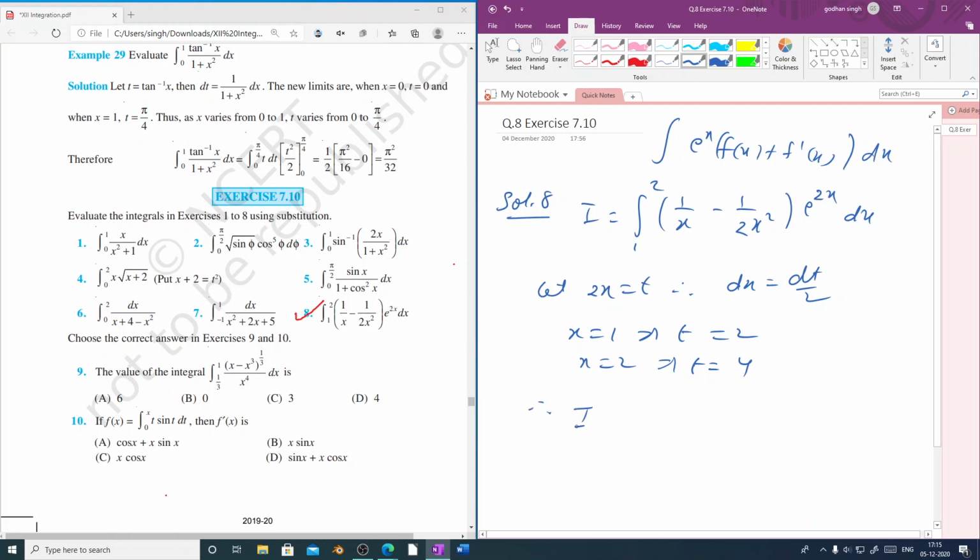Therefore we can say that I is equal to, changing the limits now, 2 to 4, 1 by x. In place of x, what we'll be getting here is t by 2, or we can write here 2 by t, then minus 1 by 2, here also is x square, so that is into t square by 4, because x is t by 2, and e raised to t, and dx is dt by 2. So this is how we have rewritten our I.